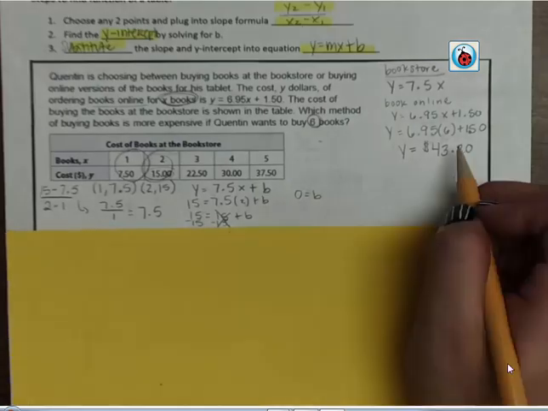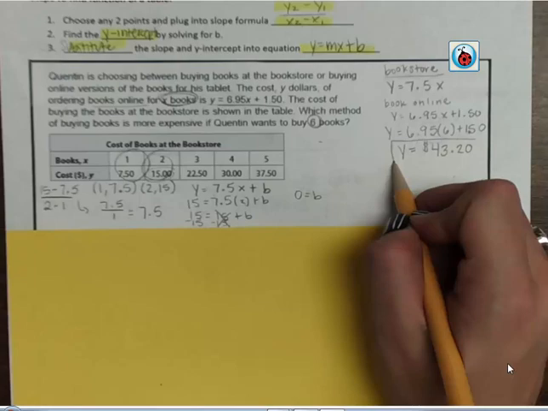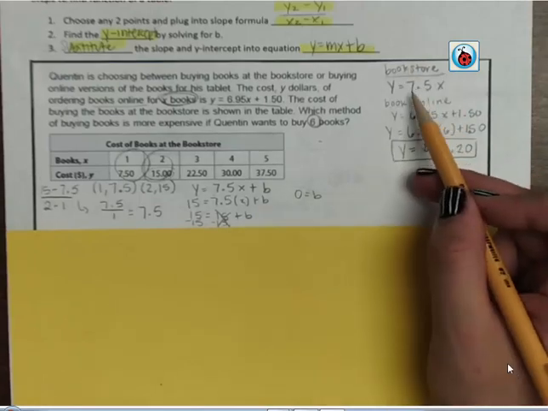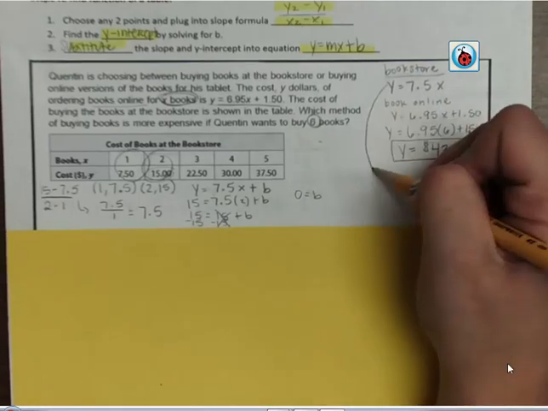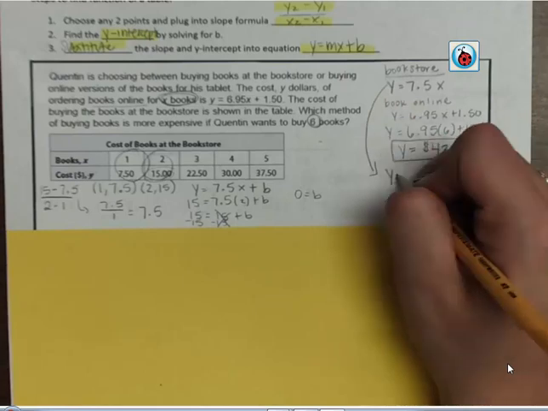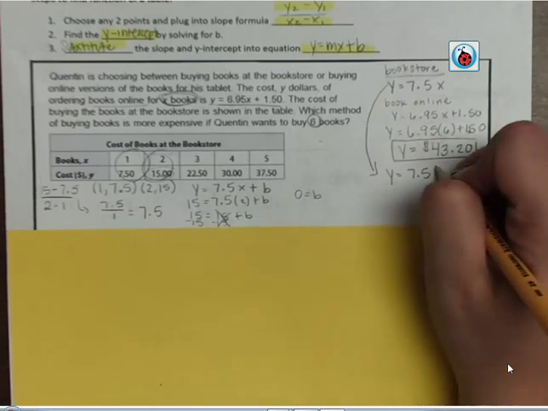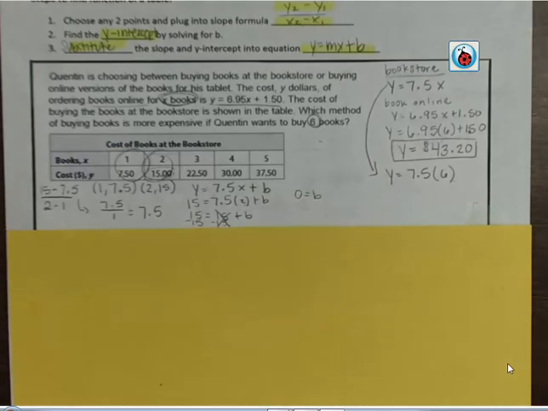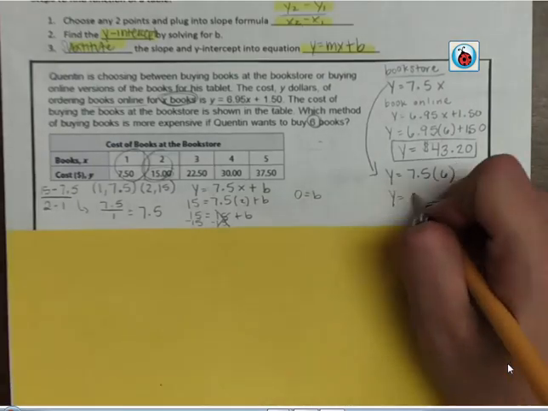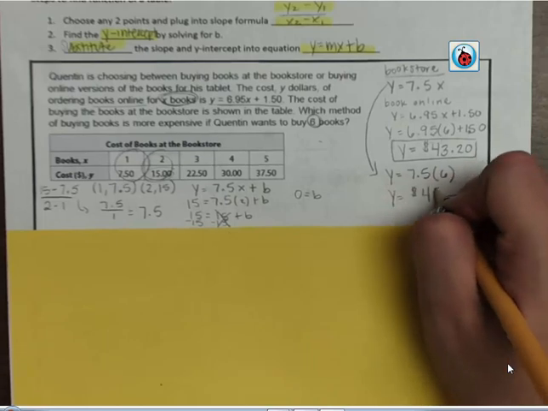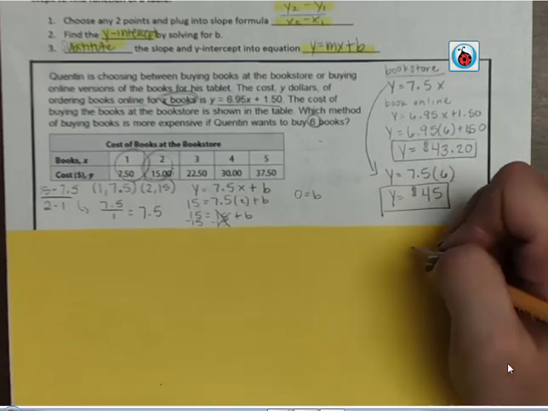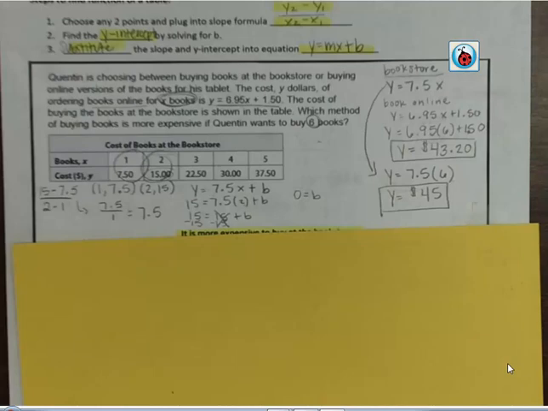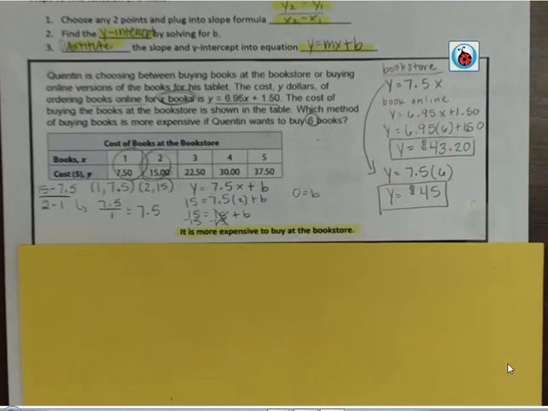But I still didn't answer how much it's going to cost me if I buy 6 books from the bookstore. So you come down here, do y is equal to 7.5 times 6. And if you worked that out, you should have gotten that y is equal to $45. So, where is it more expensive to buy books from? It's more expensive to buy books at the bookstore because it's $45.